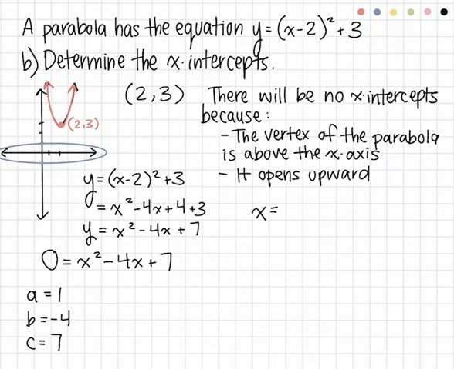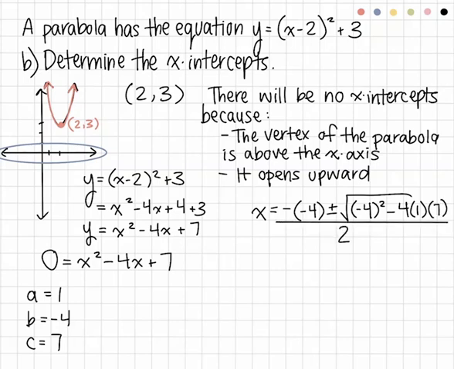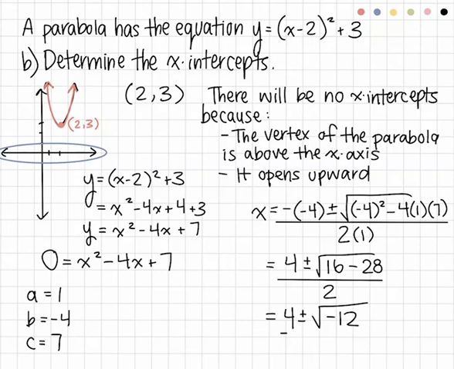Okay, so I've got x equals negative b plus or minus the square root of b squared minus 4ac, divided by 2a, which equals 4 plus or minus the square root of negative 4 squared, which is 16, minus 28, divided by 2, which equals 4 plus or minus the square root of negative 12 divided by 2.